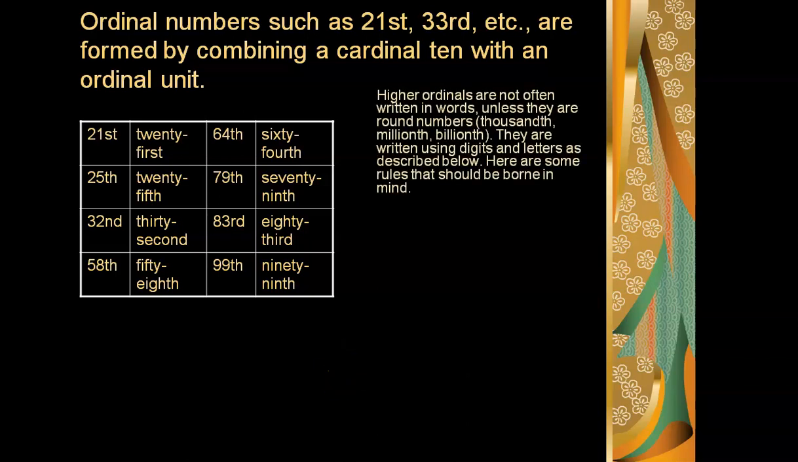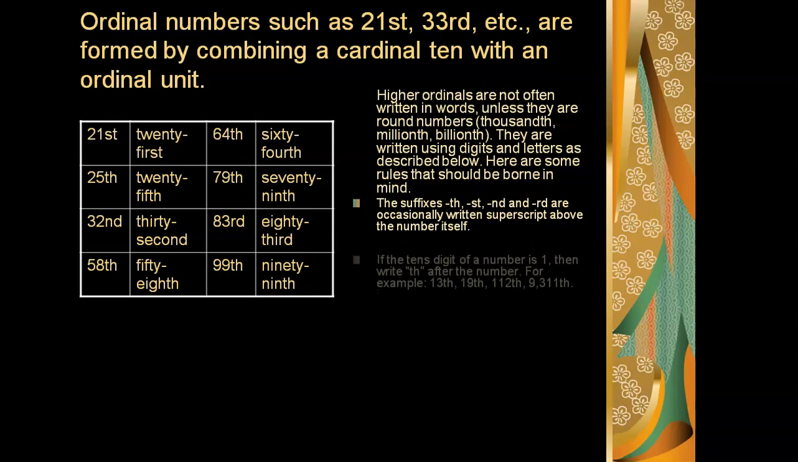Higher ordinals are not often written in words unless they are round numbers: thousands, millions, billions. They are written using digits and letters as described below. Here are some rules that should be borne in mind. The suffixes th, st, nd, and rd are occasionally written as superscript above the number itself.